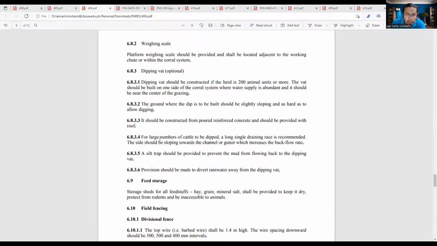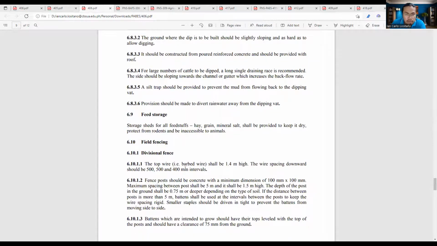A large number of cattle to be dipped along a single draining race is recommended. The side should be sloping towards the channel or gutter, which increases the backflow rate. A silt trap should be provided to prevent the mud from flowing back to the dipping vat. For the feed storage, the feedstuff should be protected from pests and kept protected from the elements.